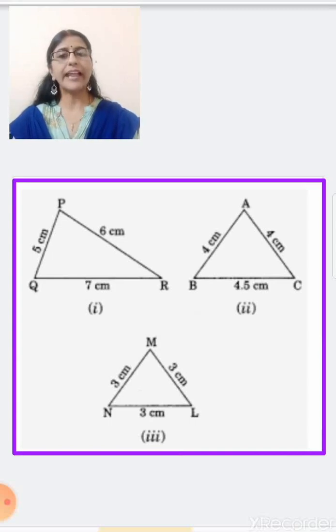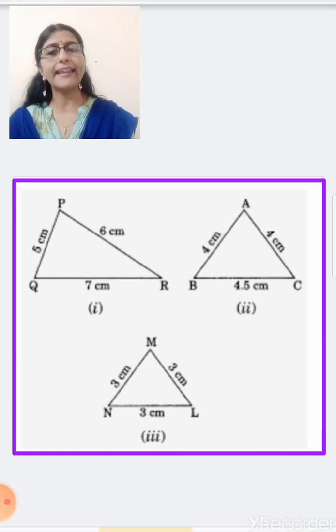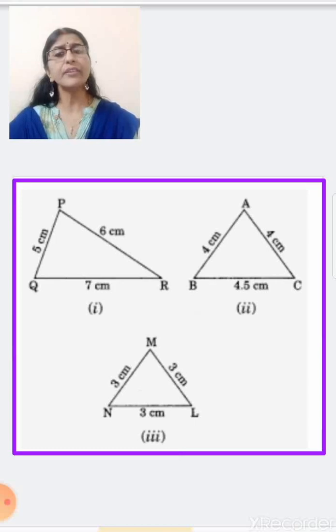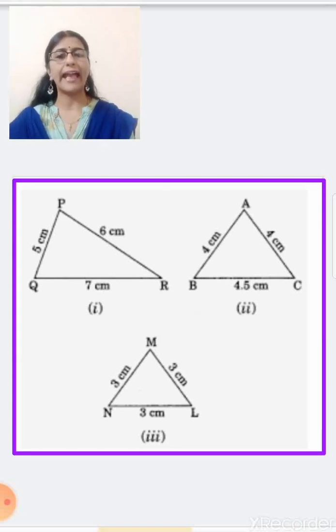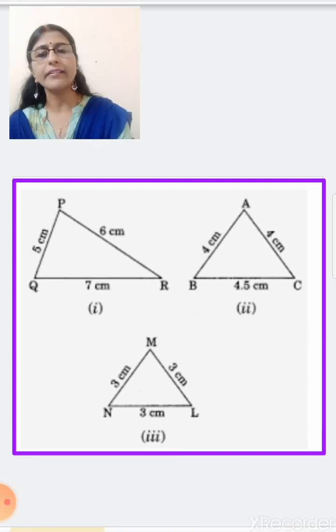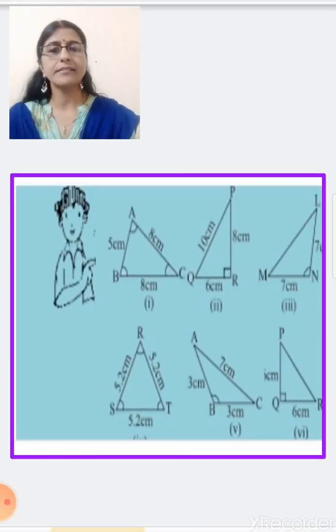Now third triangle is triangle MNL. Here you can see all the three sides are the same. That is, 3 centimeters. MN is also 3 centimeters. Side ML is also 3 centimeters and NL is also 3 centimeters. So this triangle is called an equilateral triangle. Now we will see the next question.